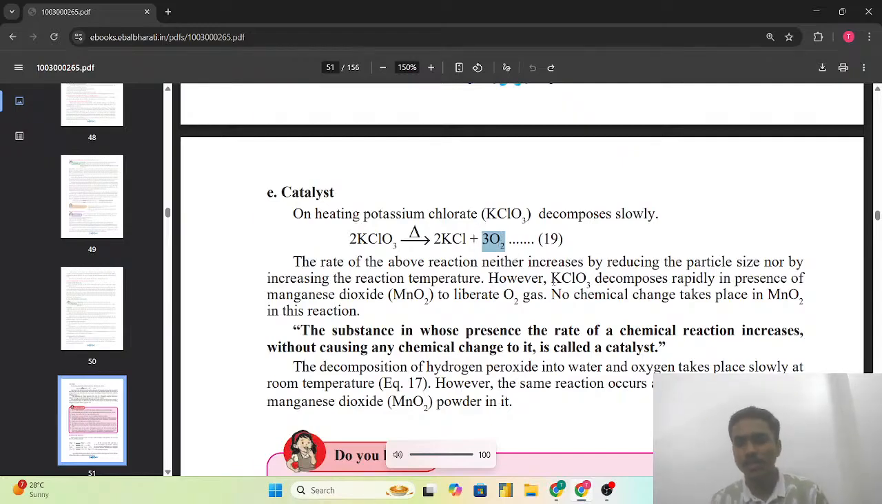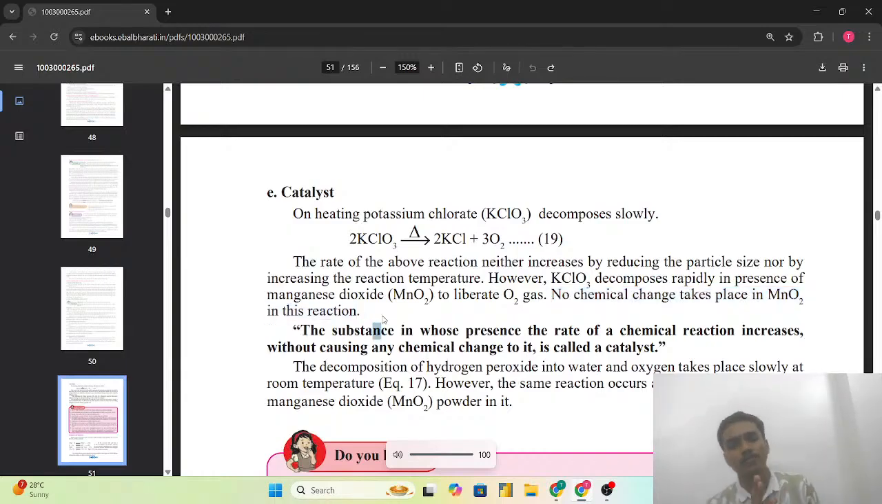The rate of the above reaction neither increases by reducing the particle size nor by increasing the reaction temperature. However, KClO3 decomposes rapidly in the presence of manganese dioxide, MnO2, to liberate O2 gas. No chemical change takes place in the MnO2 in this reaction.